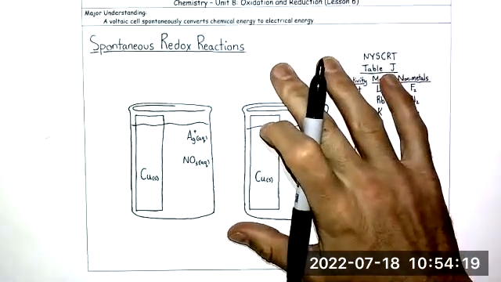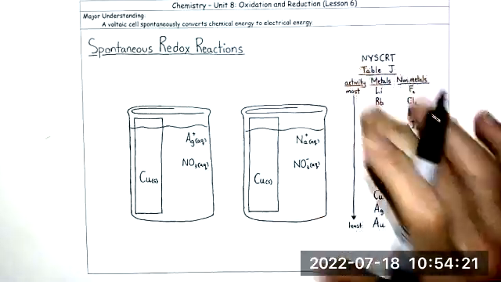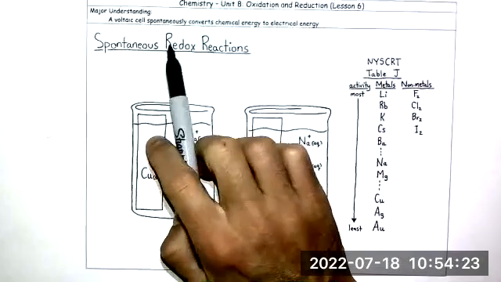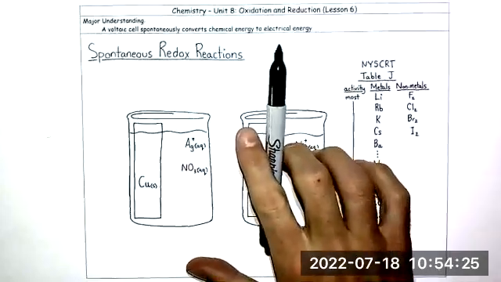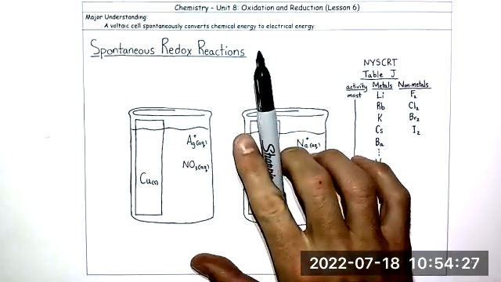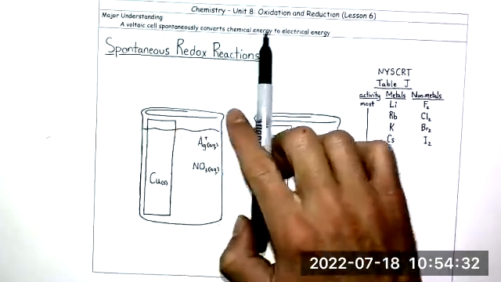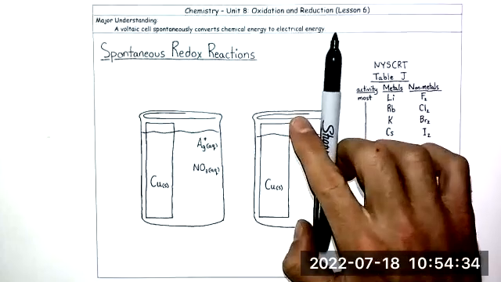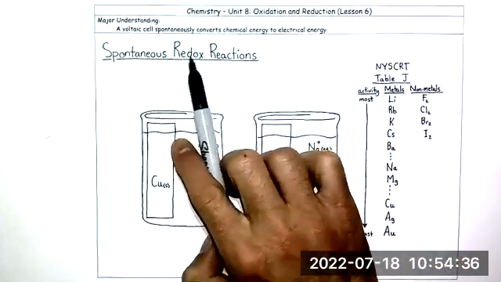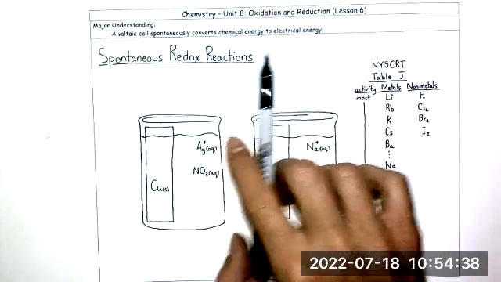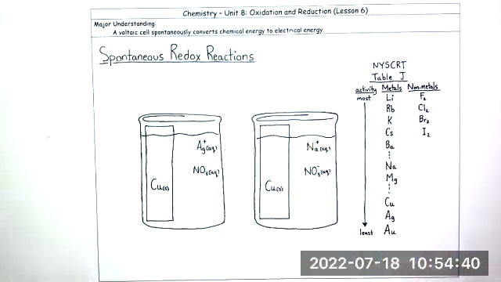Okay, so welcome to content lesson 4. Today we're going to be dealing specifically with spontaneous redox reactions and determining if a redox reaction is spontaneous or not. And the reason being is that a voltaic cell spontaneously converts chemical energy into electrical energy. So in a voltaic cell, we can use a spontaneous redox reaction to create electrical energy from chemical energy.